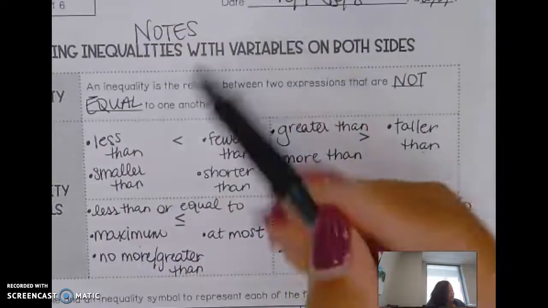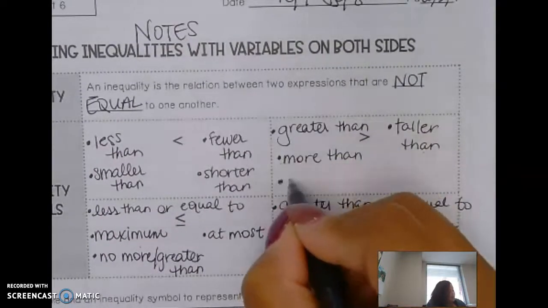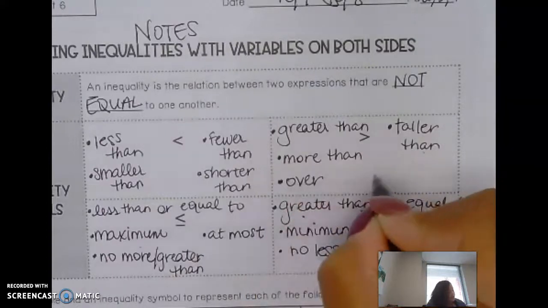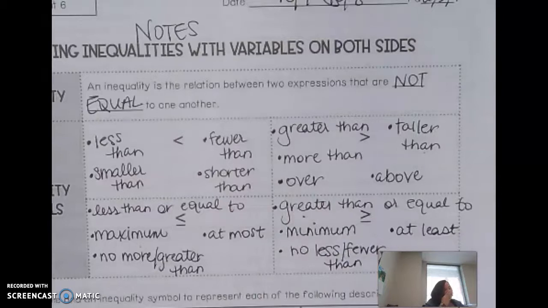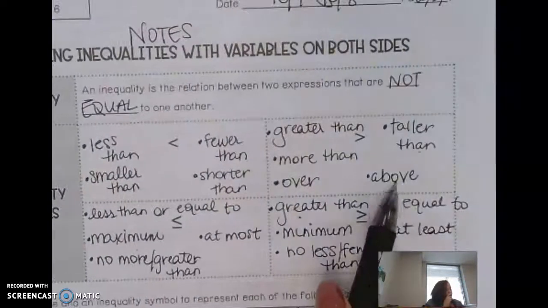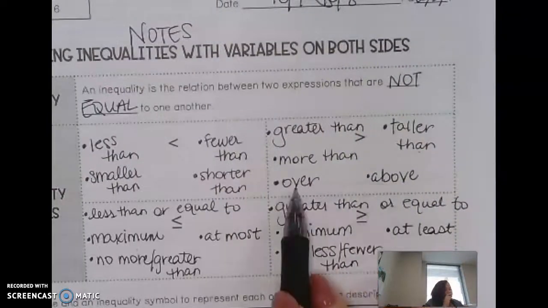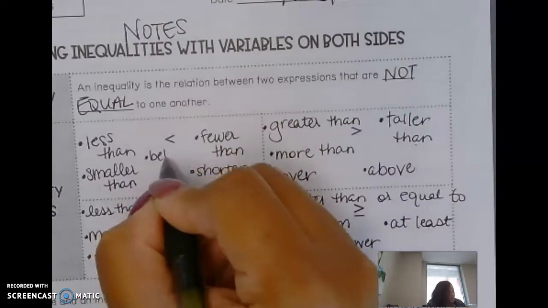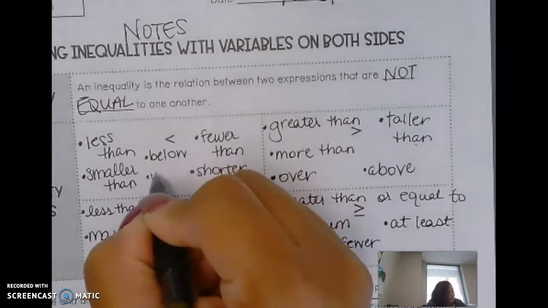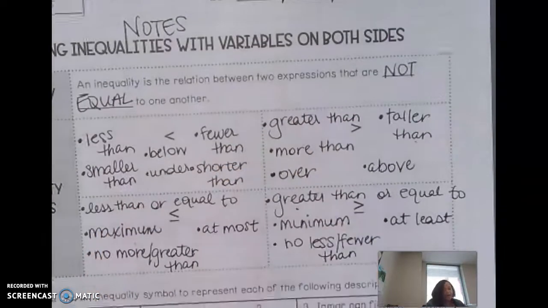Something that I have for greater than is over or above. Something else that I have for greater than: over, above, more than. Oh, the opposite of over and below are below and under. Below and under. So they would go on the opposite sign.